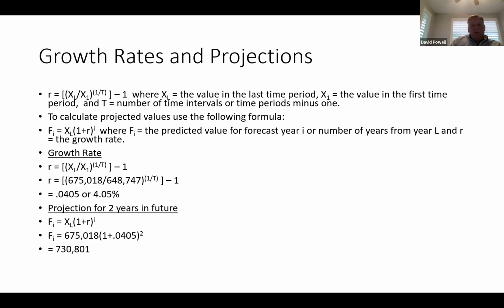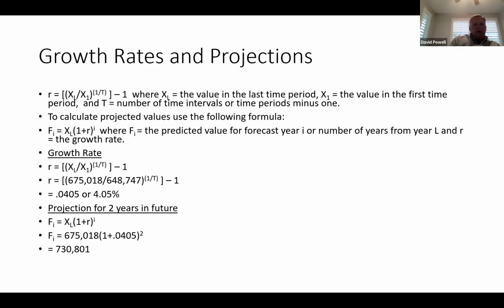then your X1 would be the year before. So X1 would be 2 years ago, XL would be last year, and you're using those numbers to then forecast next year's revenue. T would then represent the number of time intervals or time periods. So if you're forecasting from 1 year to the next, then your T would be 1. If you want to forecast 2 years in the future, your T would be 2. If you want to forecast 10 years in the future, your T would then be 10. So T is just the number of years that you are forecasting into the future.